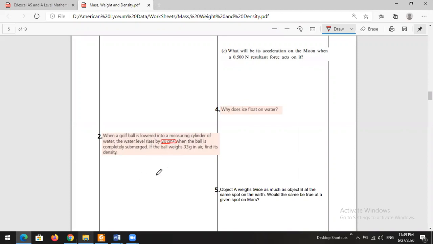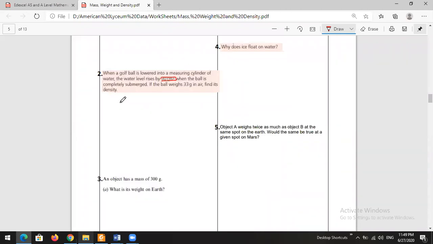So density is equal to mass over volume. When you write here the formula, density is equal to mass over volume, put the value here. 33 is the mass, whereas the volume is 30. So calculate this value by using calculator and write the answer in gram per centimeter cube.